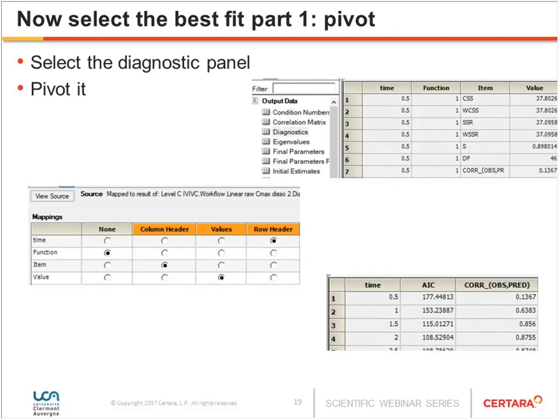You are going to pivot it now. Why? To have the time, the criteria, and the coefficient of correlation. That will help you, in this case, to extract very simply the best coefficient of correlation and the related time. That means the maximum coefficient of correlation and the time to have this maximum coefficient of correlation.